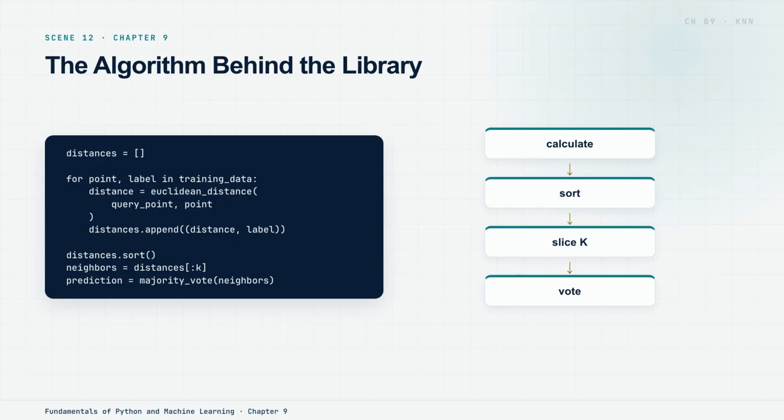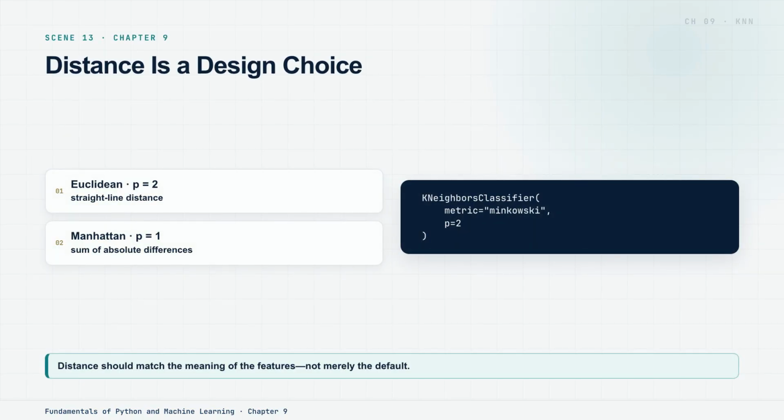Scikit-learn can use different search strategies internally depending on the dataset and configuration. Euclidean distance is common, but it is not the only possible metric. Manhattan distance adds the absolute difference across features rather than taking a straight line path. In Scikit-learn, the default Minkowski metric with p equal to 2 corresponds to Euclidean distance. Setting p equal to 1 corresponds to Manhattan distance. The best metric depends on how similarity should be defined for the problem. Distance should match the meaning of the features rather than being selected only because it is the default.